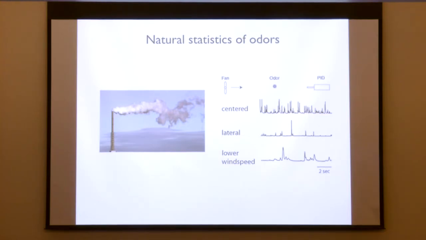The frequency of these fluctuations and their statistics depend on exactly where you are in the plume. So if you're centered in the plume, you get these very frequent odor hits. If you move laterally, you still get these very narrow odor hits, but they're much sparser. And then the temporal scale of the whole thing depends on the wind speed. So if you decrease the speed of the fan, this whole thing gets sort of stretched out in time, and you get both longer odor encounters and longer periods between the odor. So that's one kind of signal that an olfactory system has to deal with.